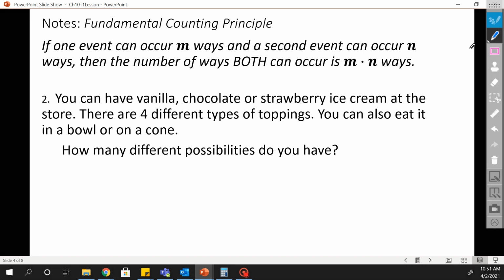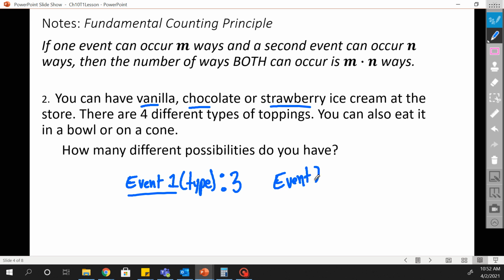So first think about the different events. The events are what you have options for, okay? So for instance, we see that I have 3 different options here: vanilla, chocolate, or strawberry. Those go with a single event, event 1. The first event here would be the type of ice cream, and for the type, you have 3 different options.